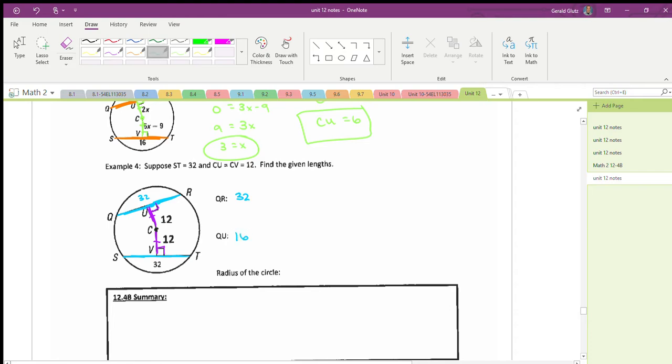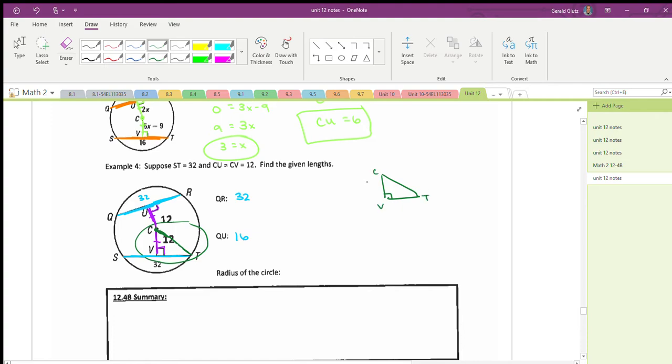And then finally to find the radius of the circle. So radius is just anything from the middle to the edge of the circle. So if I draw a little radius right there, I'm going to take this little triangle that I just made and draw it out here. So this is C, this is V, and then this is T. So CV I know is 12. From V to T it's 16 because this whole blue chord is 32. So from V to T that's just half of 32, so that'd be 16.